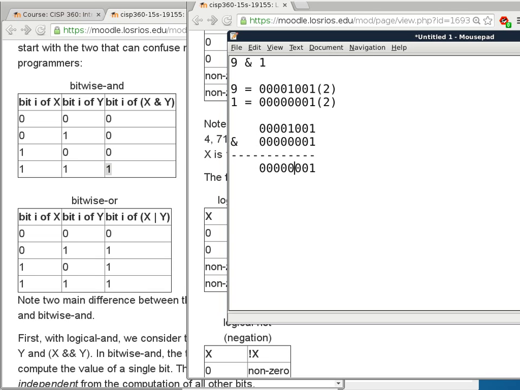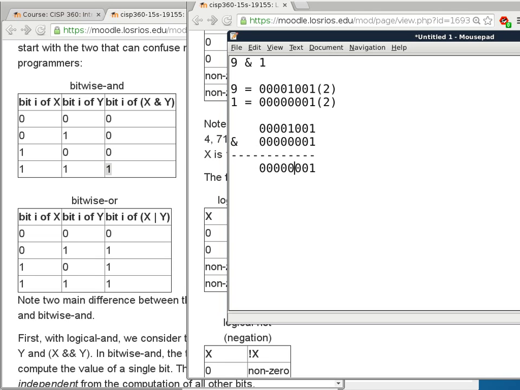Then some people will say, but that's the same result as logical AND, because 9 is non-zero, 1 is non-zero, so 9 logical AND 1 should be non-zero. So they work out to be the same. What is the big deal? What about the whole big confusion thing? Well, let's pick a different number. Let's say 9 bitwise AND 2. I mean, what is the big deal? It's just 1 off, right?